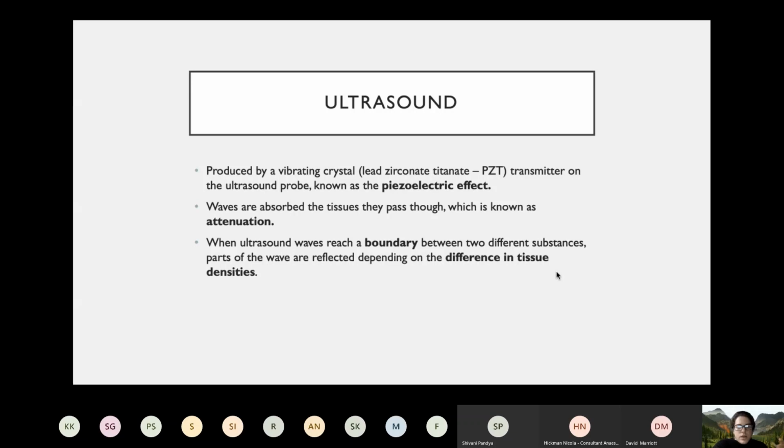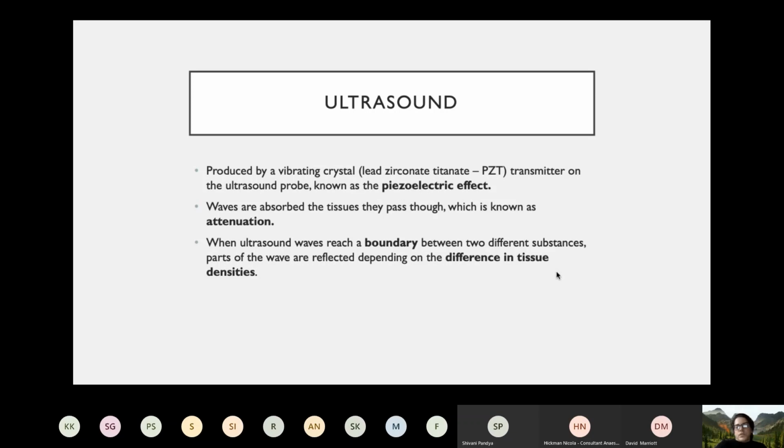When the sound waves reach a boundary between two different tissues, they are reflected back. Different tissues have different properties, and they each reflect waves back depending on what their density or acoustic impedance is.